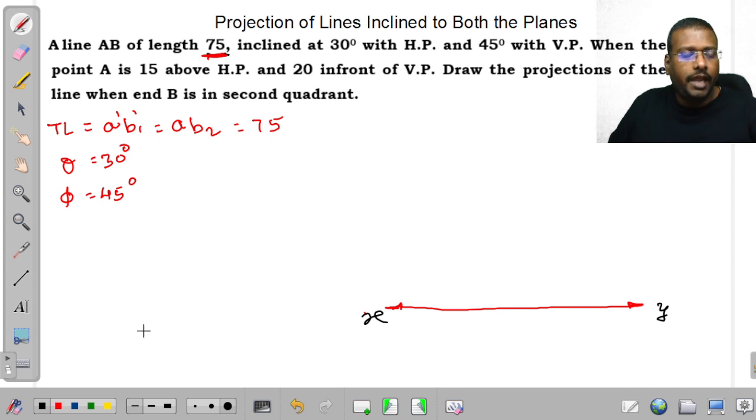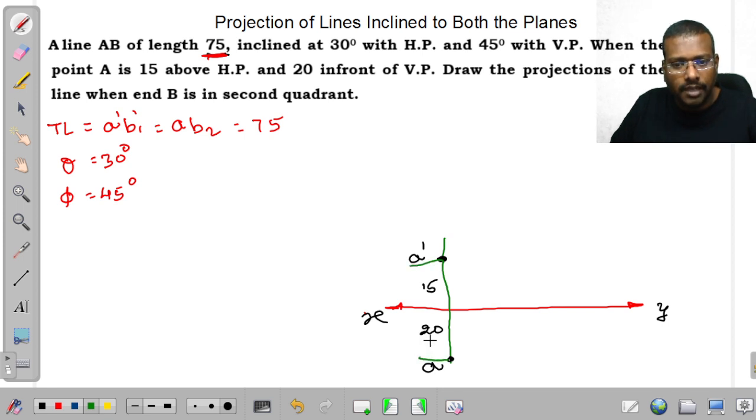Next, A is 15 above HP, 20 in front of VP. So I have to draw a line like this. A is 15 above HP, so this will become A dash; 20 in front of VP, this is A. I am not drawing projector lines, extension lines and dimension lines. For our understanding, in the rough diagram, I am giving it like this. This is 15, this is 20. But in your exam drawing, you have to draw the extension lines like this, then the dimension line and arrowheads. All these things you have to do in the drawing sheet.